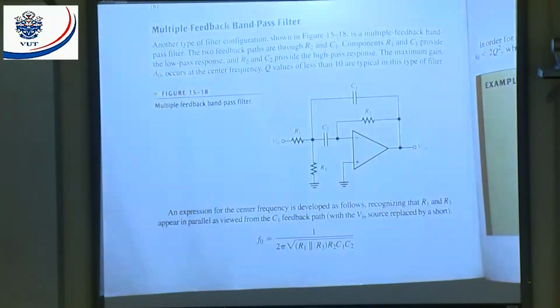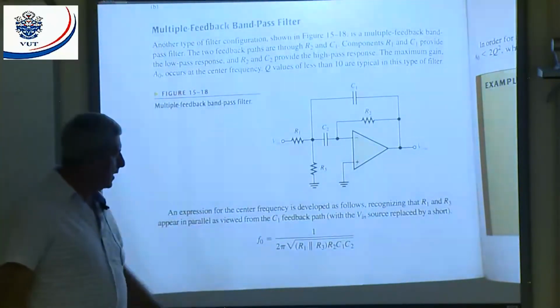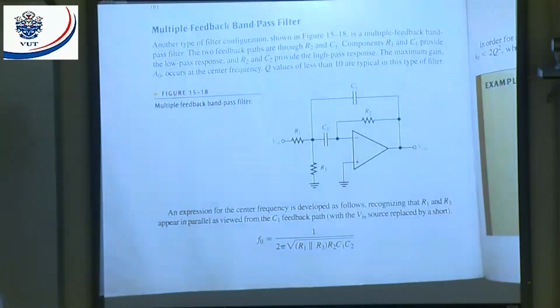The maximum gain A0 occurs at the center frequency. Q values of less than 10 are typical for this type of filter. All right, then they give us the equation for my center frequency. There's the equation for the center frequency.